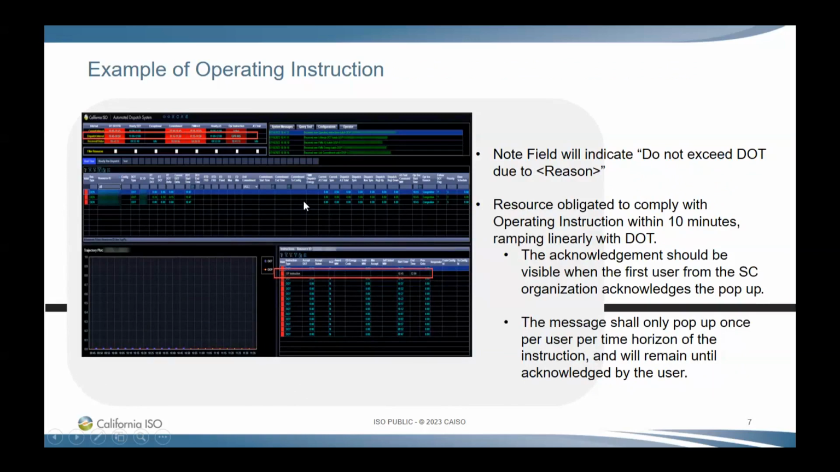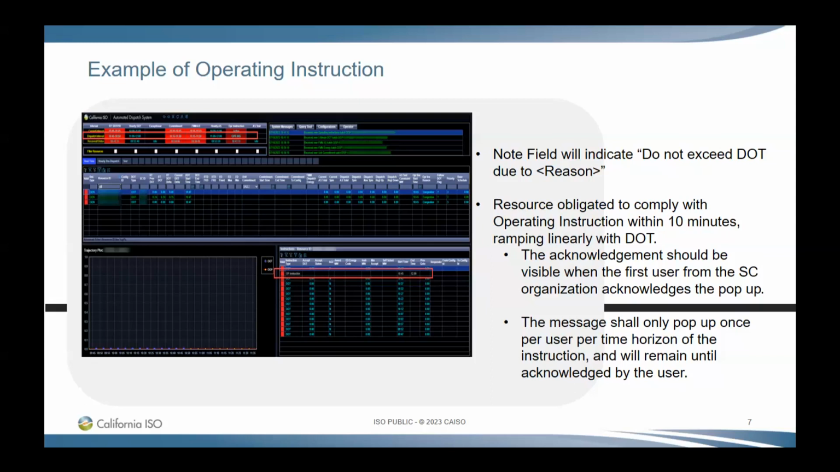Here you see an ADS example of an operating instruction. In this one, you would see in the note field where it's going to indicate that you do not exceed the DOT, and for whatever reason that may be. The reason would be stated in that field. When the resource sees this, they are obligated to comply with the operating instruction within 10 minutes, and they need to also be ramping linearly with the dispatch operating target.